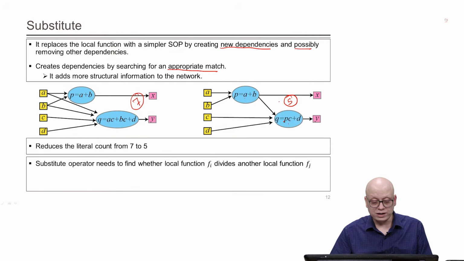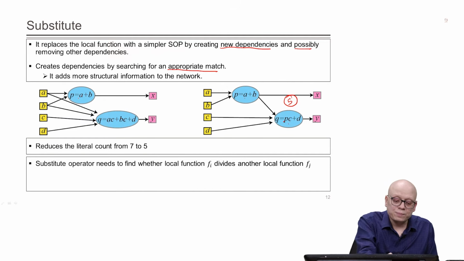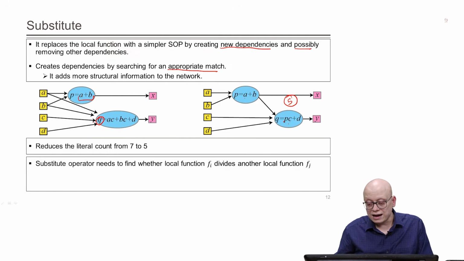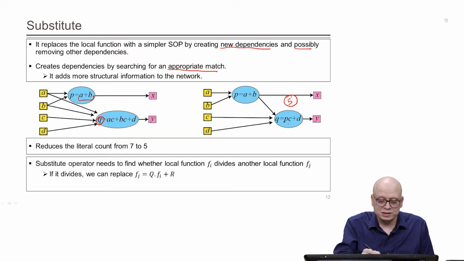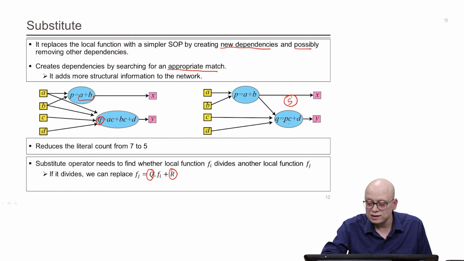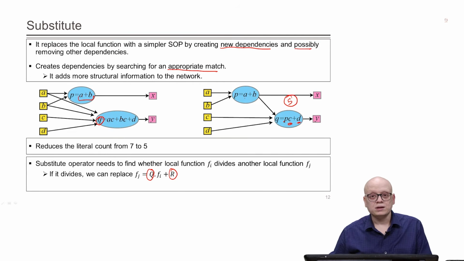So the substitute operator needs to find whether local function fi divides another local function fj. In this case, we said that a plus b is a local function, and it divides this q. If this kind of division is possible, then we can represent this q as the quotient times the divisor plus the remainder. In this case, the quotient is c and the remainder is d.